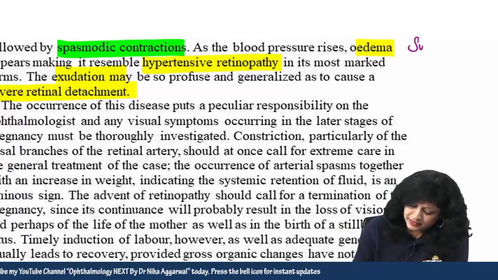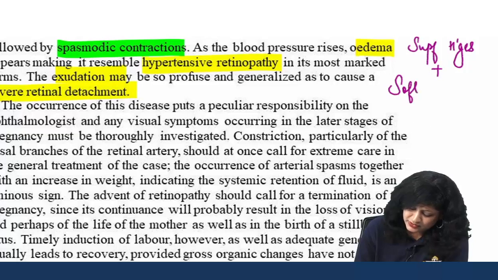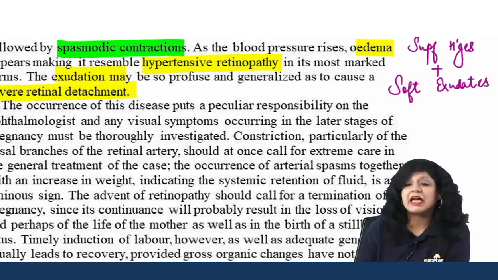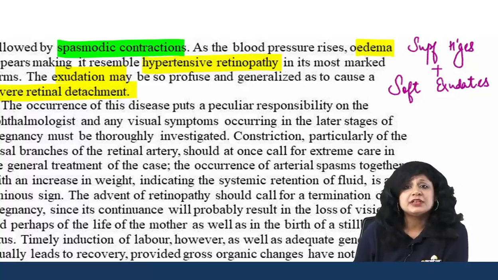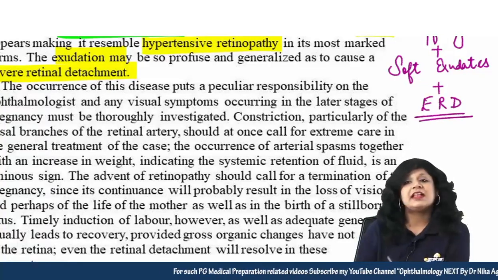We are expecting the superficial hemorrhages, that is your flame-shaped hemorrhages. Then we are expecting the soft exudates. The soft exudates are actually the cotton wool spots, and because the exudation is so intense, that is why we also have ERD. So the kind of retinal detachment we are having here is the exudative RD.